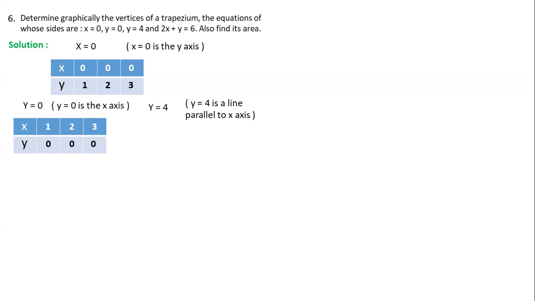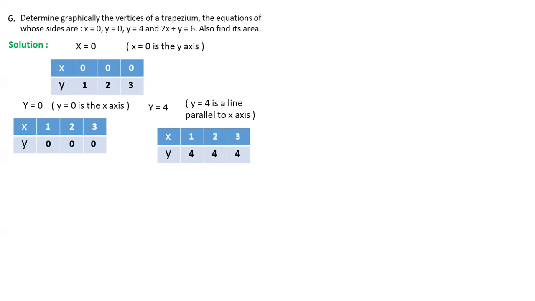Y is equal to 4 is a line parallel to the x-axis. This is for information's sake, you need not write this also. When you draw the graph, you will get a clear idea how it is. So let us make the table x, y. What is y? Y is 4. So let us write 4, 4, 4, 4, 4, 4. And for x values, let us take anything, again 1, 2, 3.